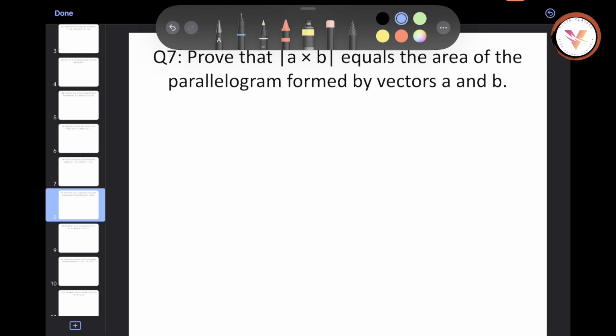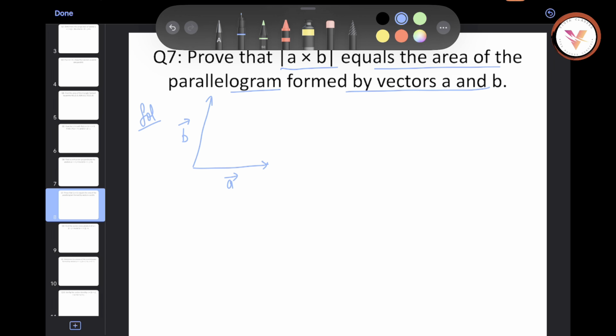The next question is: prove that the magnitude of A cross B is equal to the area of the parallelogram formed by vectors A and B. So for that, let's say this is one side of the parallelogram with vector A, this is the other side B. This could be taken as also B and this as A. Okay, so these form the four sides. Now let's take first these two sides.